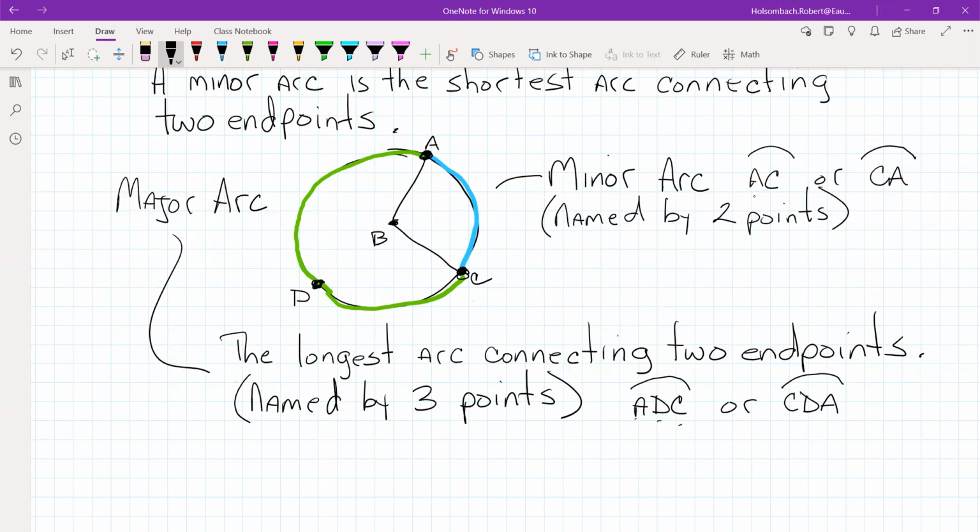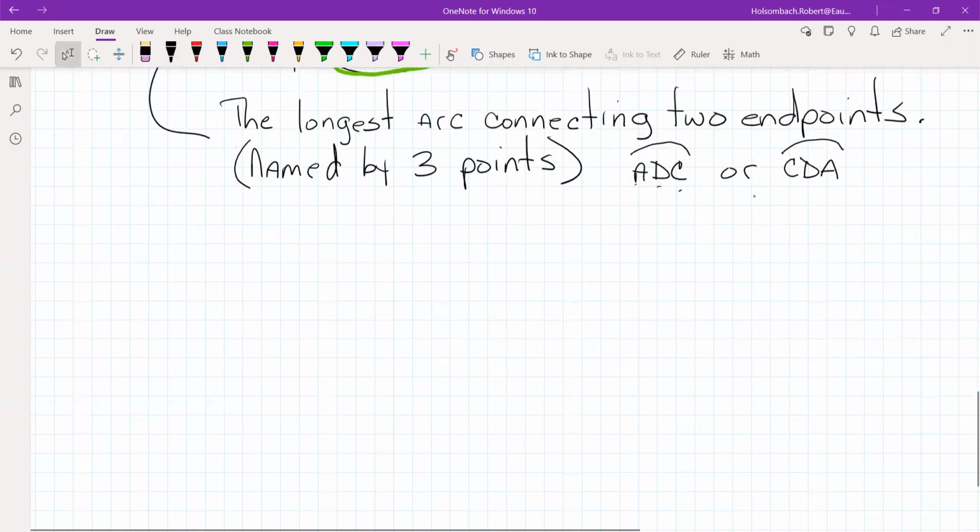And last is a semicircle. A semicircle is an arc with endpoints on the diameter.